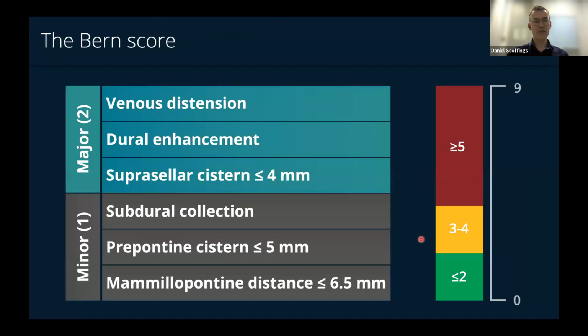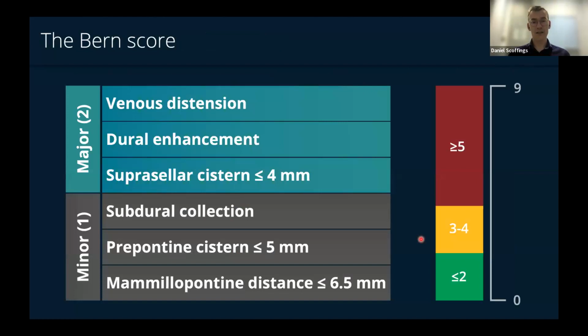Now, all of these findings we've discussed have been synthesized by Professor Dobrocky and his colleagues into something that's now become known as the Bern score, which ranges from 0 to 9. And there are 6 criteria, 3 major worth 2 points and 3 minor worth 1 point. And if you top up these various measurements and qualitative findings, this gives you a score, again, ranging from 0 to 9, which stratifies patients into low, intermediate and high probability of how likely it is that you'll see a CSF leak if you do a myelogram.